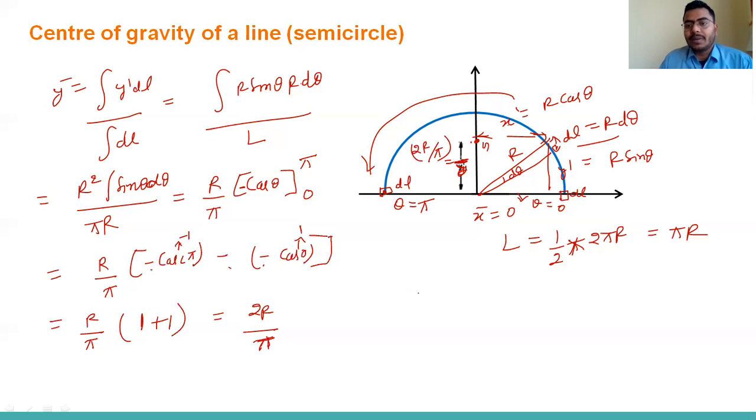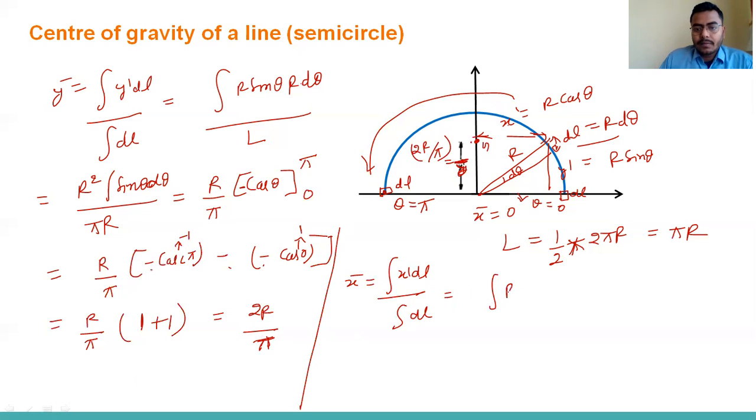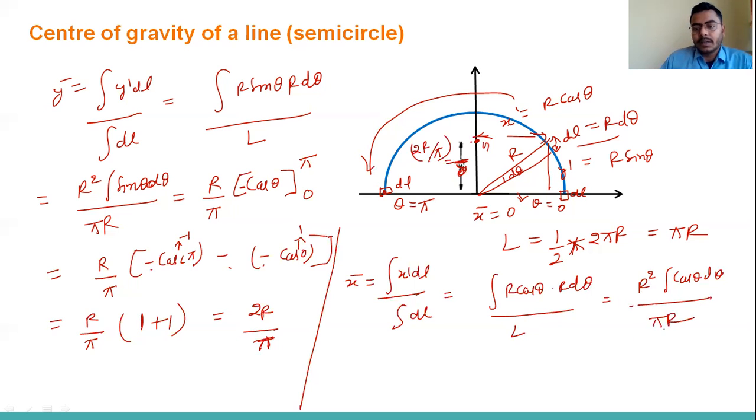Now I am saying that x bar you will get 0. So that I will show also, how we are getting 0. Let me show here only. Just put the value of x using this formula: x bar equals integration of x dash dl divided by integration of dl, right? X dash, put the value r cos theta, and dl is r d theta, divided by length. r square we can take outside, integration of cos theta d theta divided by r, that is pi. By simplifying, we can write r divided by pi, integration of cos theta, that is sine theta.